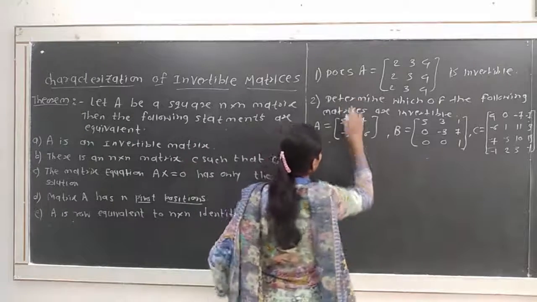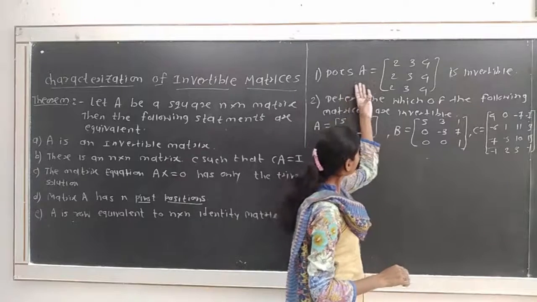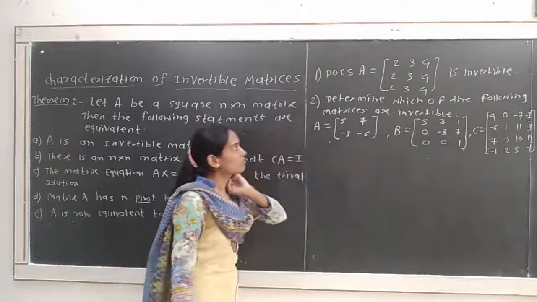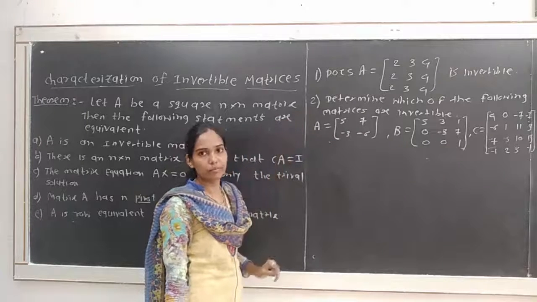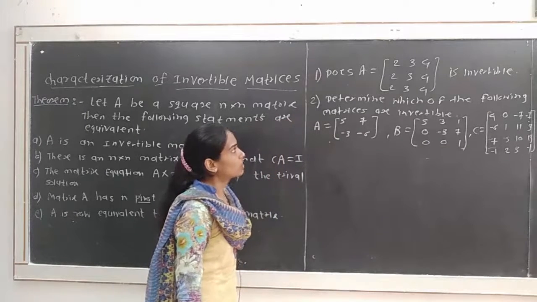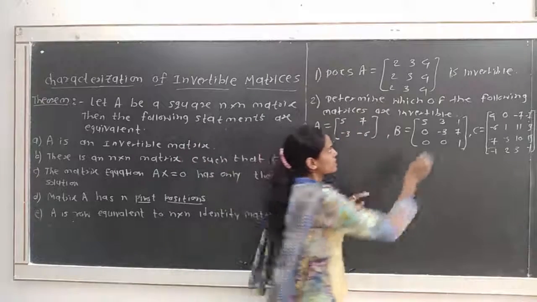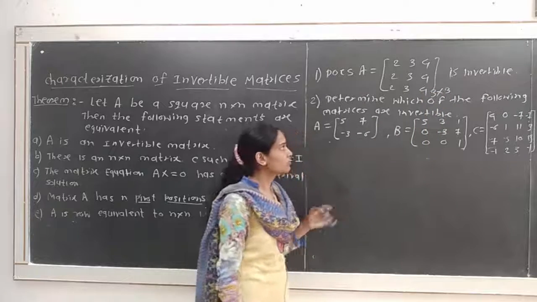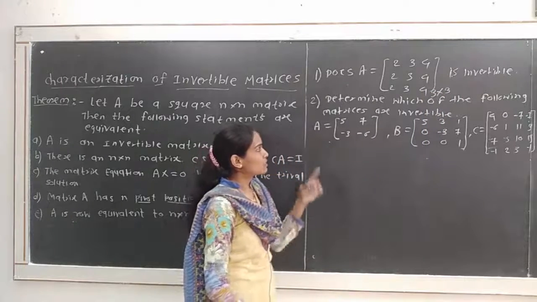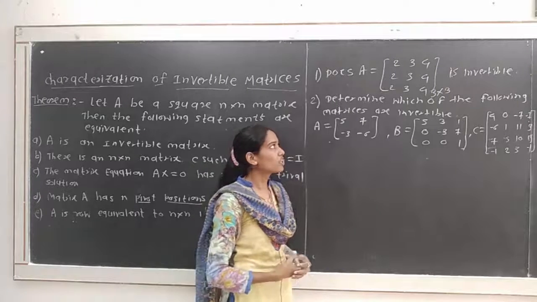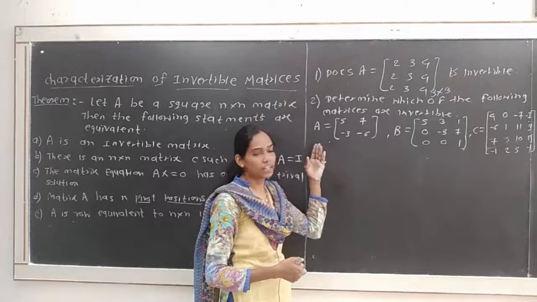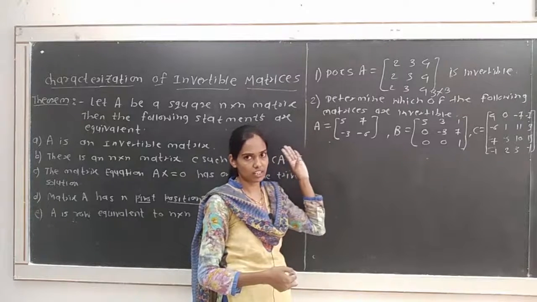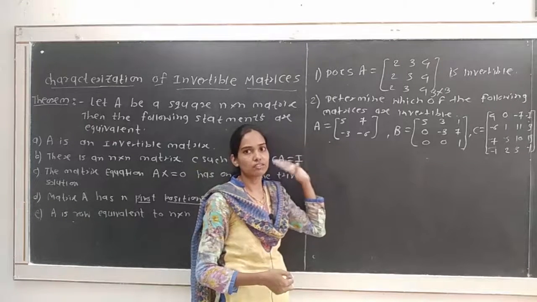Okay, so the first example: we are given a matrix and we have to check whether it is invertible or not. Here the matrix is of order 3 cross 3. If we want to check whether a matrix is invertible, one method is to find the determinant of that matrix. If the determinant is non-zero, we say it is invertible, and if it is 0, we say it is not invertible.